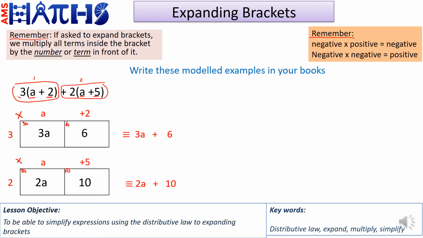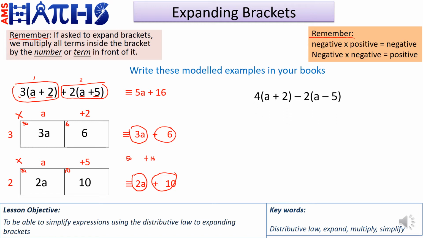Now all we need to do is simplify these two expressions as they're from the same question. So we'll have 3a plus 2a to get 5a, and positive 6 plus 10 to give us positive 16. So our answer is 5a plus 16.